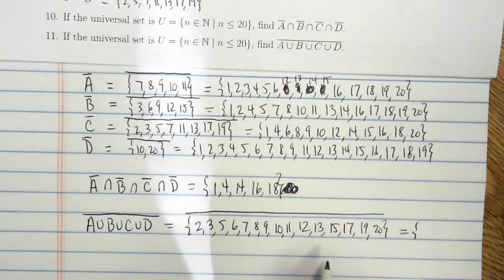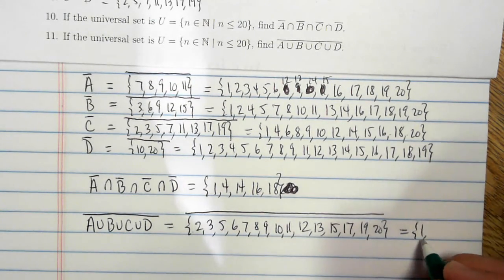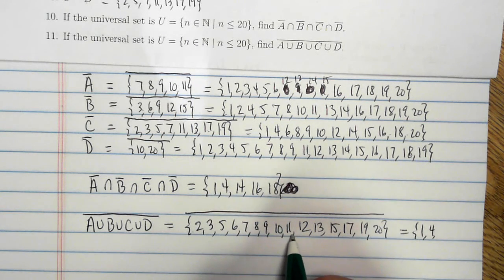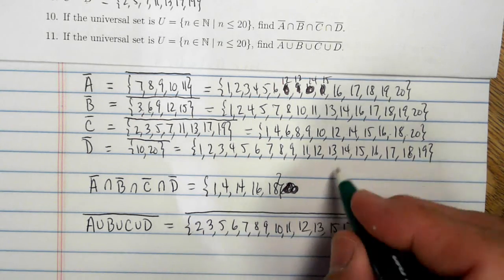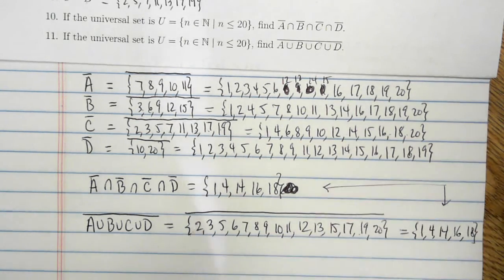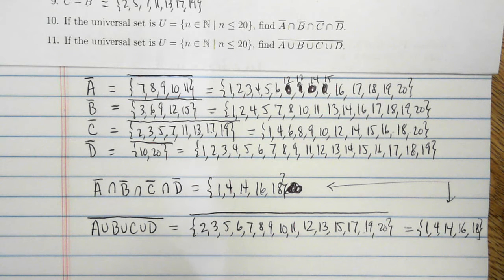So everything from 1 to 20 that isn't there: 1 isn't there, 4 isn't there, 14 isn't there, 16 isn't there, and 18 isn't there. And not surprisingly, these two things are the same by De Morgan's laws. So that was a brute force way of confirming De Morgan's law, that these two things are in fact always equal to each other, and this problem illustrated that.